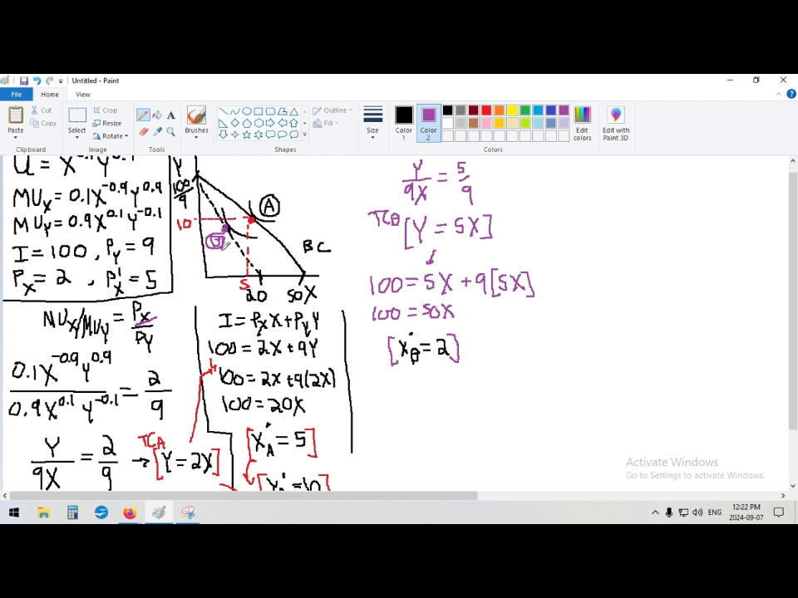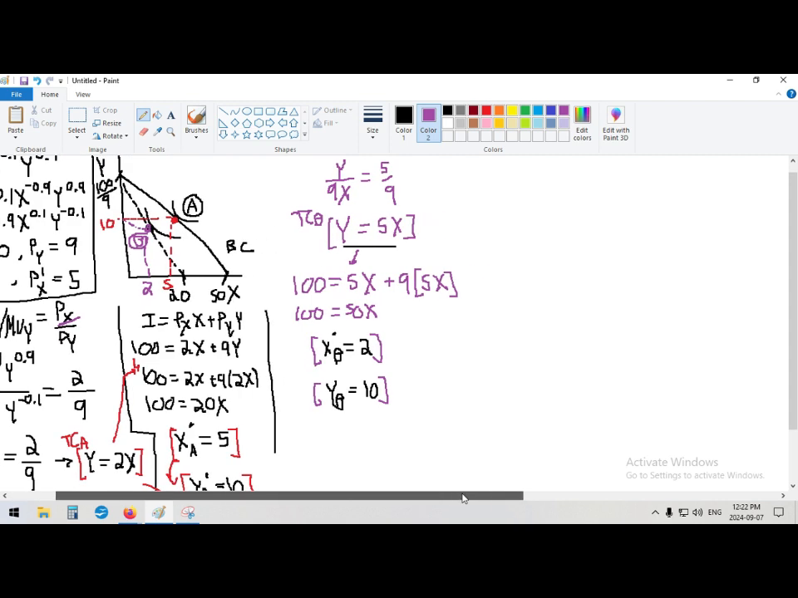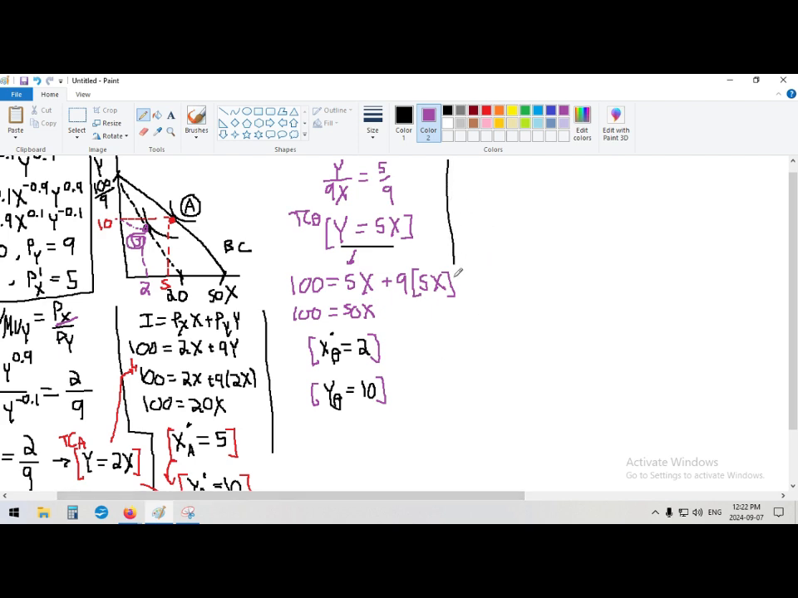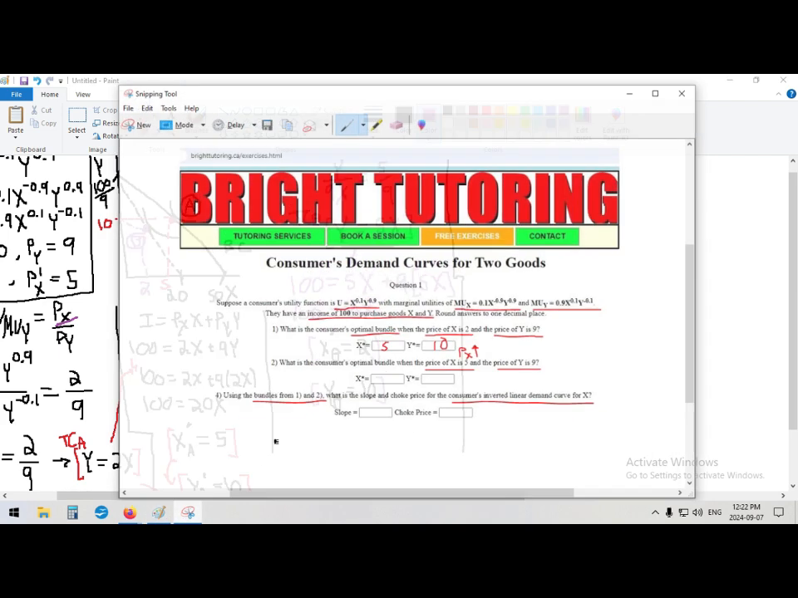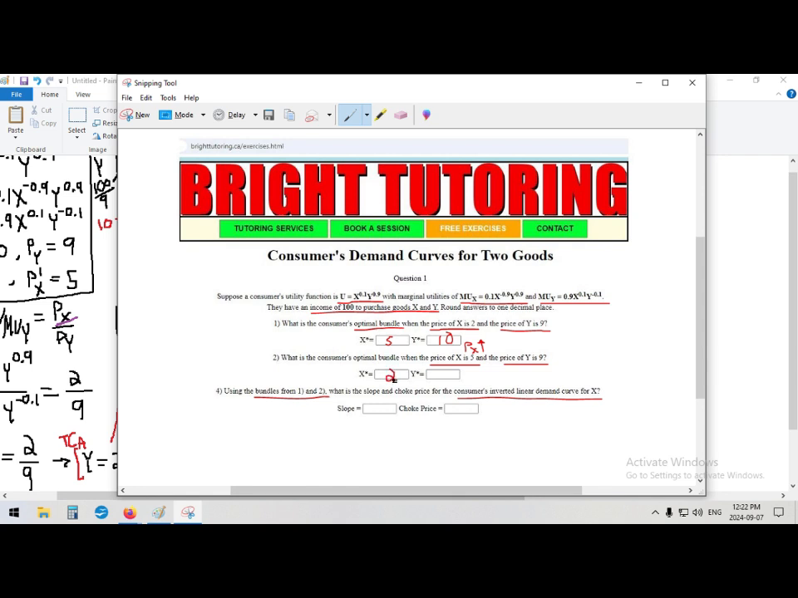So that's going to be this point here. And then to find the Y at this point, we go back up to this equation here. We say, okay, Y is 5 times X. So of course it stays the same at 10 because its price didn't change. So this point here is also going to be the same point there. So that's how we solve the second part. So now we have 2 and 10.